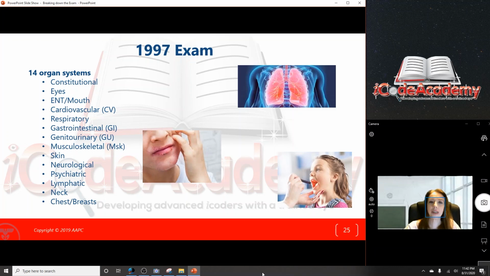Let's talk about those 14 organ systems now in 97. You'll see here that 12 out of the 14 match up completely with 1995. Where we have a difference is when we get to the bottom. Here we can actually see that the chest or breast region, as well as the neck, is no longer a body area for 1997, but it's actually going to be an organ system under the 97.